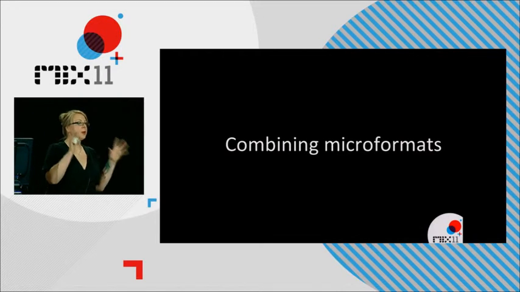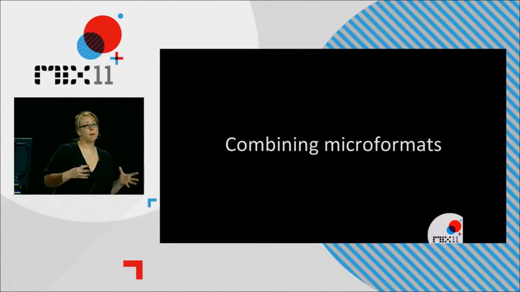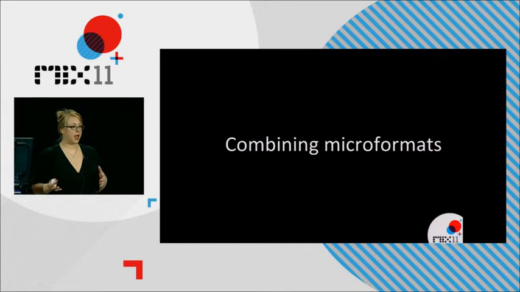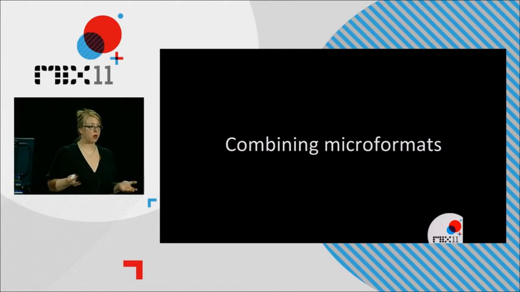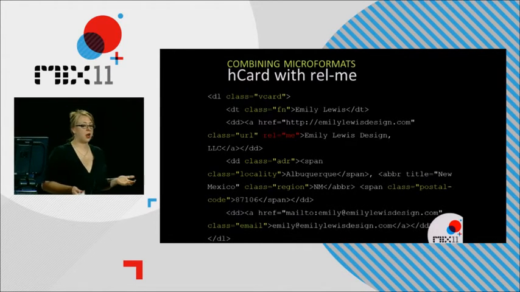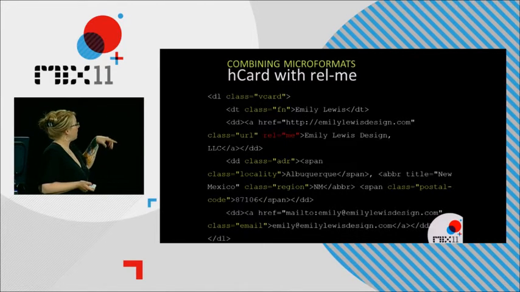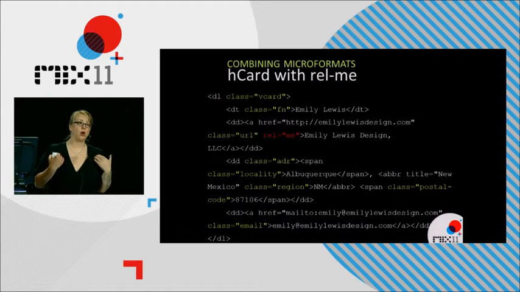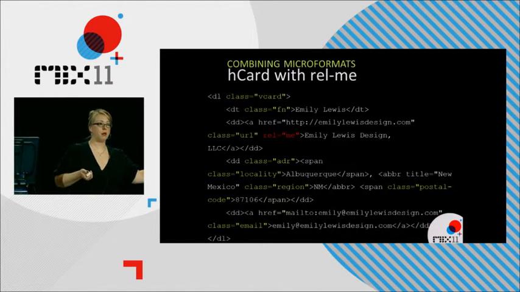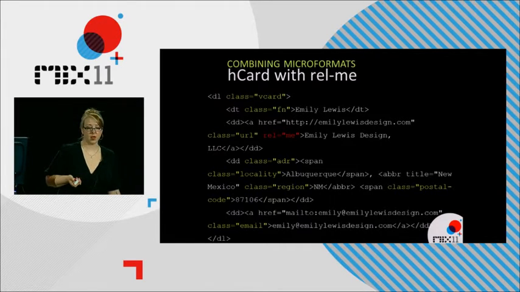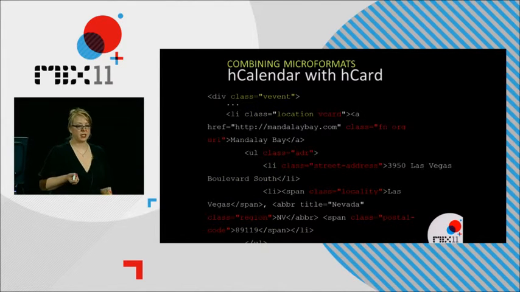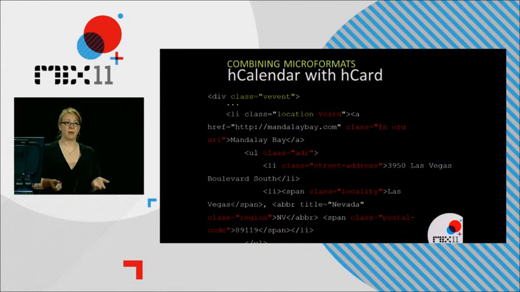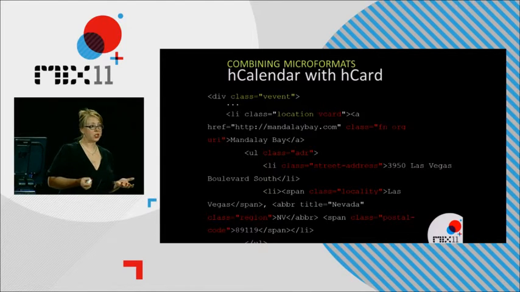All right, so one of the really cool things about microformats is you can combine them. Where you have content that is relevant to more than one microformat, you can absolutely publish more than one microformat. So, for example, the hCard that we looked at earlier, which was me, with class vcard, fn, URL, because I have a link to one of my own websites in there, I can add the rel=me microformat. Similarly, with the hCalendar example that we looked at, I referred to Mandalay Bay. Well, Mandalay Bay has contact information about it, so I can also add hCard to that.